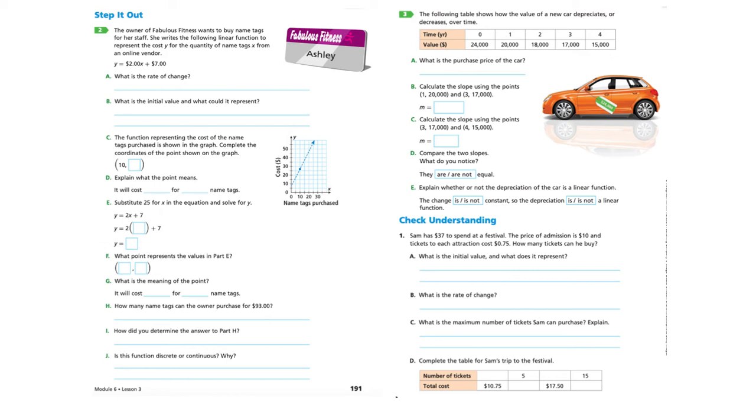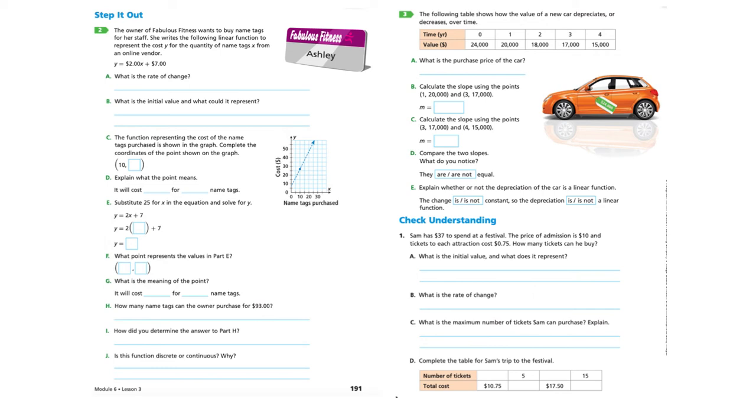Okay, if you finished number 2, let's look at number 3. The following table shows how the value of a new car depreciates or decreases over time. So here they give you a table to show you that progression. Time in years is the input, value after each number of years is the output. So they ask you what's the purchase price of the car. You should be able to look at that and figure that out from the table.